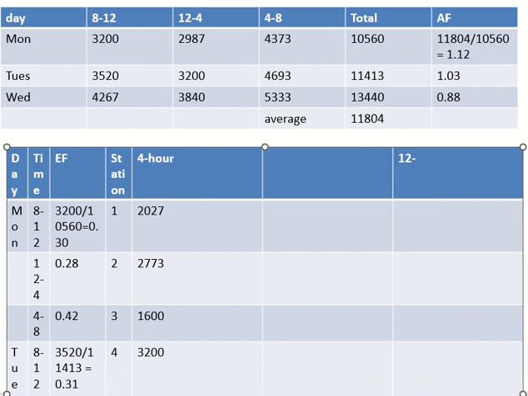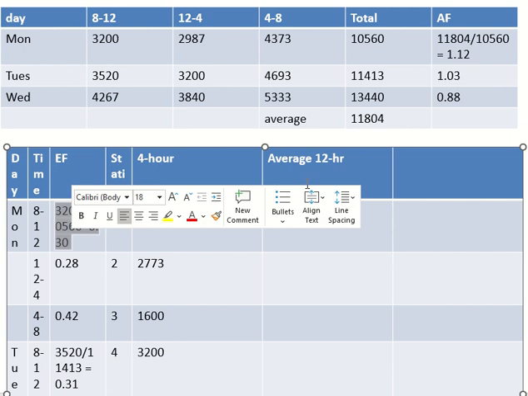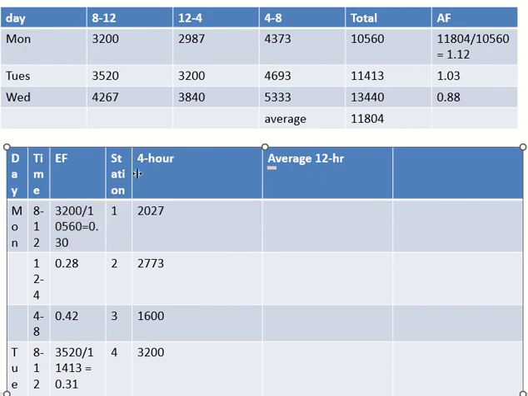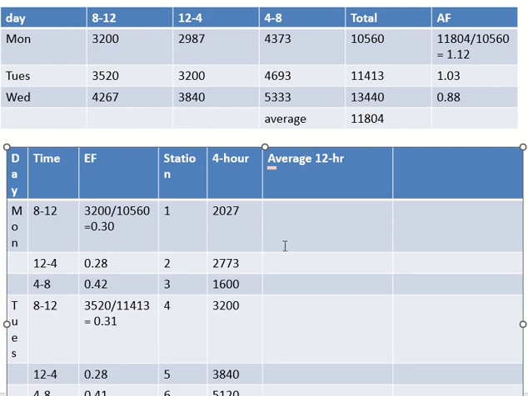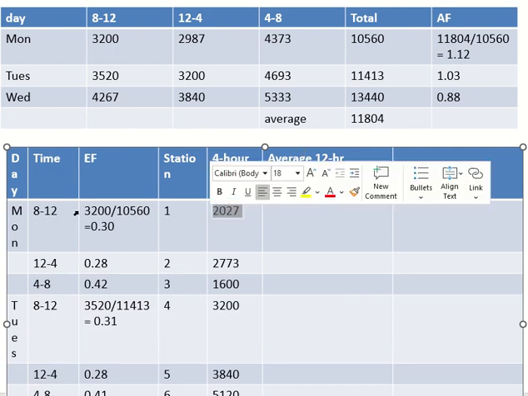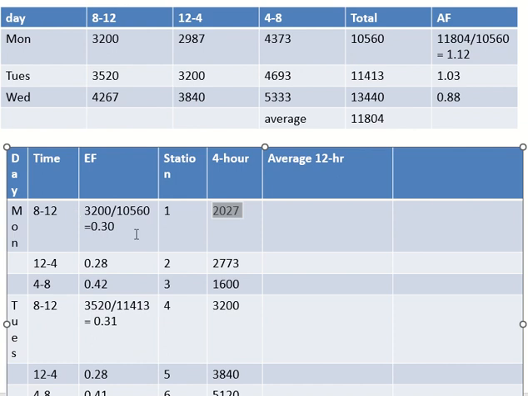Average 12 hour. I will do it in one step. So pay attention. You take the 4-hour value, divide by the expansion factor from that hour and day. This value was taken on Monday 8 to 12. The expansion factor for Monday 8 to 12 is 0.30. So I'll take this value and divide by 0.30.